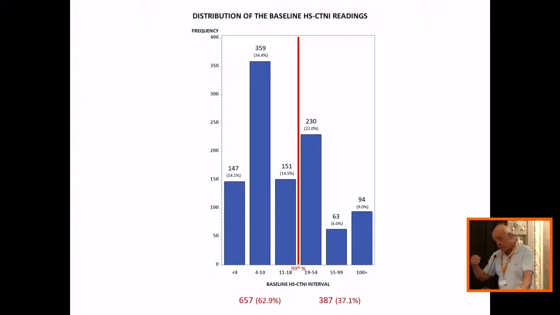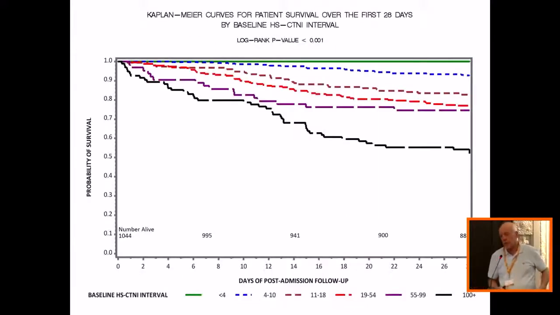The 230 were up to 3 times the upper reference level. Then 100 was our critical value in our institution, so we divided those above that and those in between. And what we found, which was really quite interesting and I don't think has been reported, is that nobody who had an ED measured high sensitivity cardiac troponin I below the LOQ died within the 28 days. No one. But if you look at the 2 levels in the indeterminate range, the low and the higher indeterminate, it all starts to separate out.